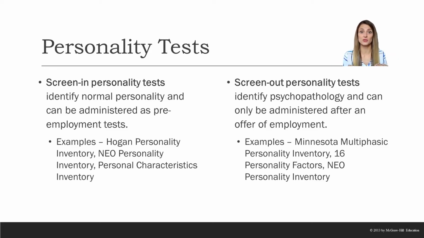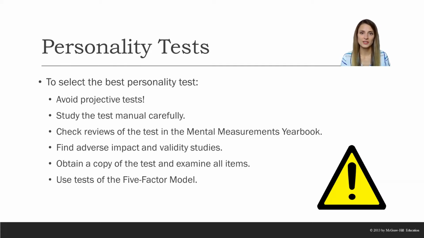So how do I know whether I can use the NEO? It depends on your intent. If you are trying to keep people in the process, if you're trying to identify high performers, you can use the NEO during this stage. If you are trying to identify people who need to be kicked out, people who have abnormal personality, they have issues with emotional stability, you need to wait to use the NEO until you have decided which individuals you want to hire. You make a job offer and then can use the NEO to weed out individuals with abnormal personalities. To select the best personality tests, I have a few recommendations here.